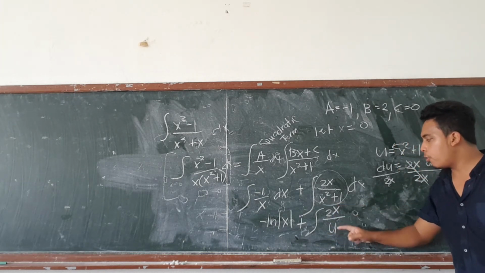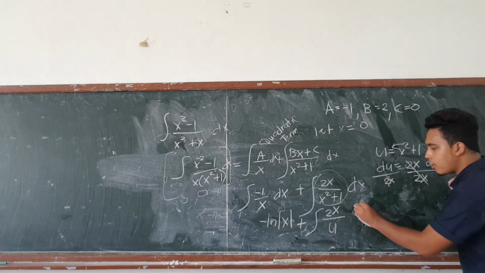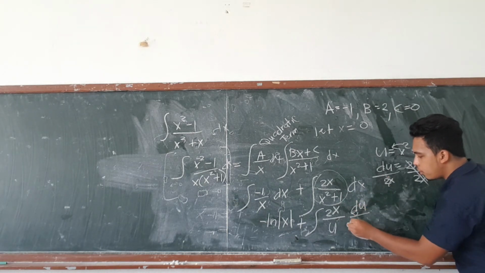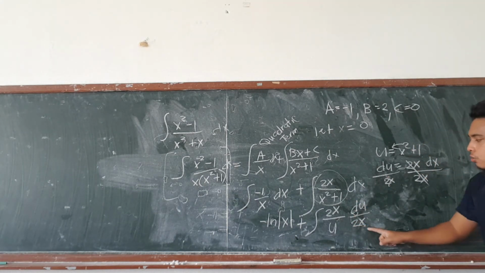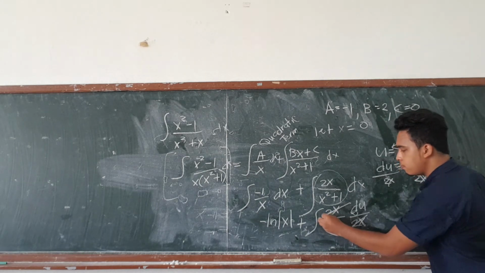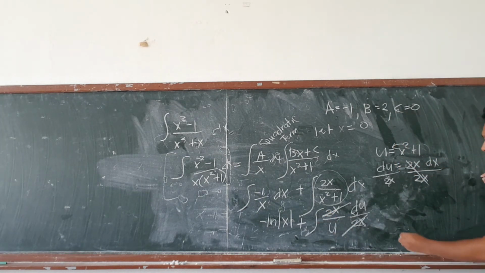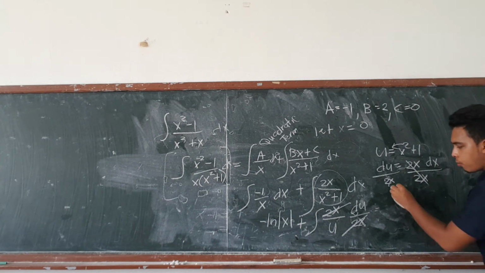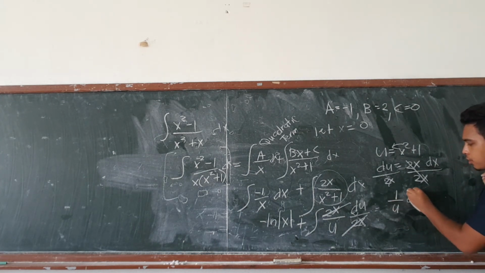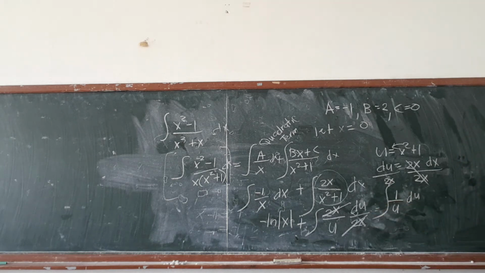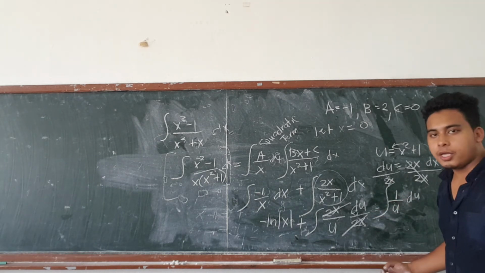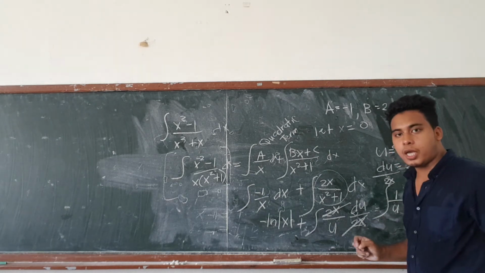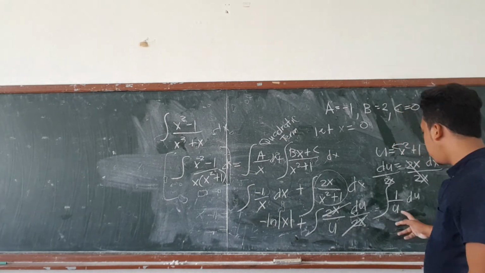That is equal to the integration of 2x over u. X squared plus 1 is our u. Then the derivative of u over 2x. Then 2x and 2x will be cancelled. So the remaining part will be the integration of 1 over u du. So saan man na ito pag-integrate? Since 1 over u man siya. So the integration in this expression is ln u.